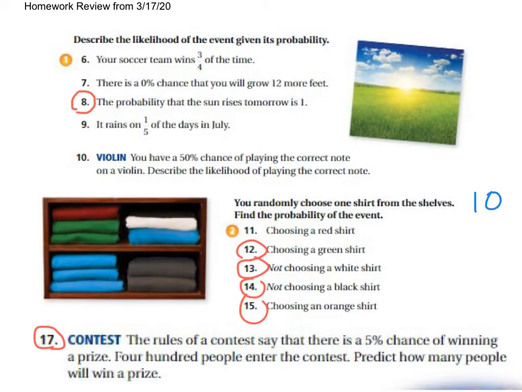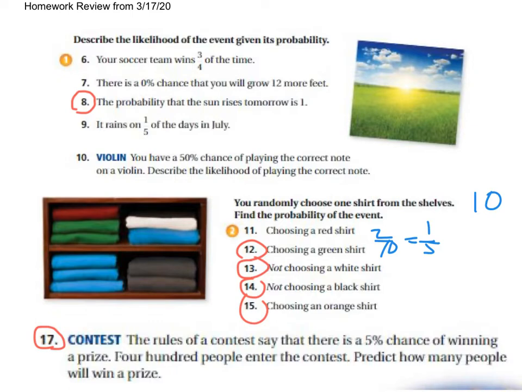For number 12, it says, what's the probability of choosing a green shirt? Well, we have 2 green shirts, and there are 2 green shirts out of 10. So the probability for number 12 would be 2 out of 10. And when we simplify that, that would mean it is 1/5. So my guess is maybe we didn't simplify when we put it into big ideas.